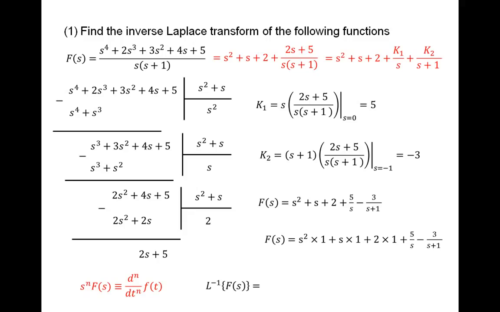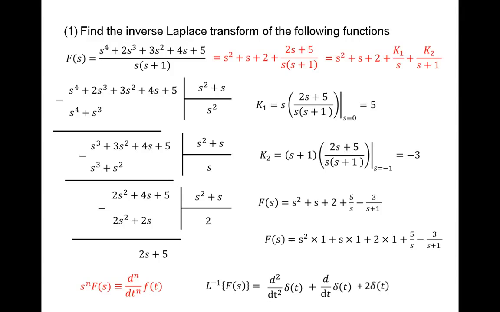So the Laplace inverse of F of s, by considering this fact, will be, for the first component, we know that the Laplace inverse of 1 is the delta Dirac function. Since we have s squared, it means that we have second order differentiation of the delta Dirac function in the time domain. For the third component, we have s multiplied by 1. The Laplace inverse of 1 in the time domain is the delta Dirac function, and since we have s, it means we have the first order differentiation of the delta Dirac function. The 2 will be simply 2 delta t.